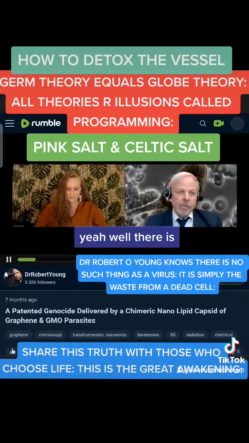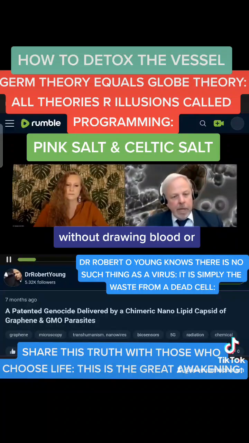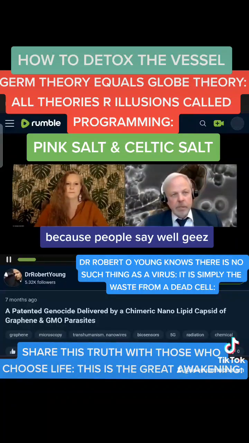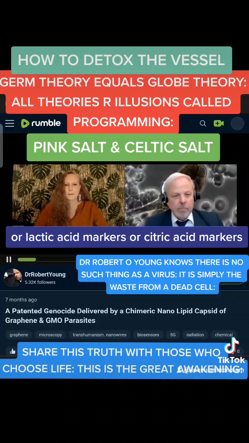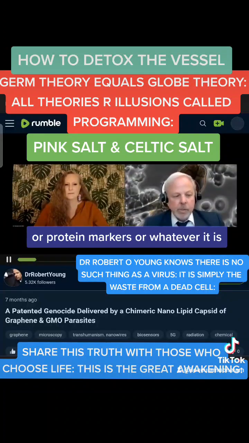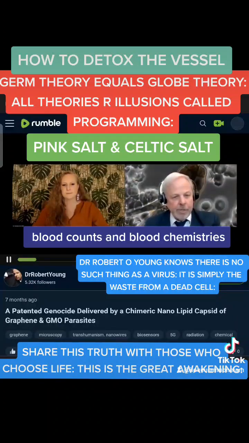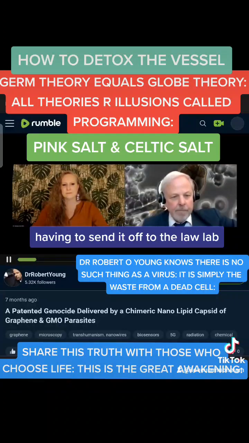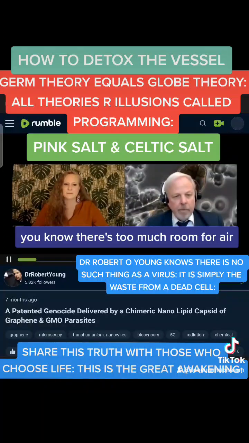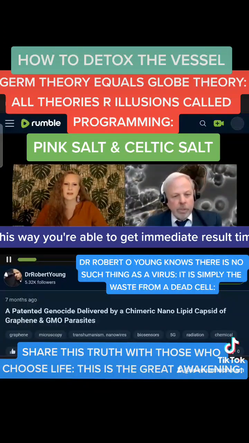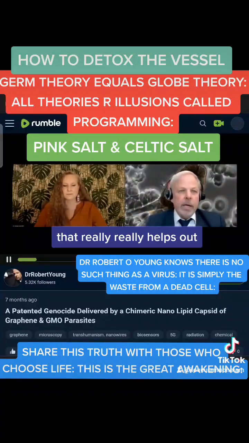Yeah. Well, there is technology to do non-invasive medical diagnostics without drawing blood or interstitial fluid, because people say, well, geez, I would like to get that test to test maybe cancer markers or lactic acid markers or citric acid markers or protein markers or whatever it is. But guess what? There's also non-invasive blood testing where you don't have to draw blood and you can have the information on blood counts and blood chemistries within 15 minutes without having to send it off to the lab, put it in a centrifuge, spin it, and then analyze it from there. There's too much room for error. This way, you're able to get immediate results. Otherwise, somebody's wasting time, and there's worry and stress. Yeah, so that really helps out.